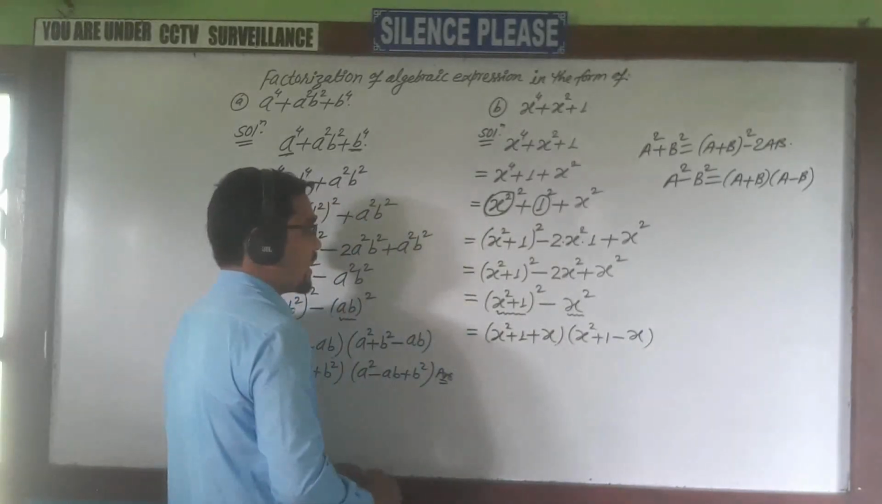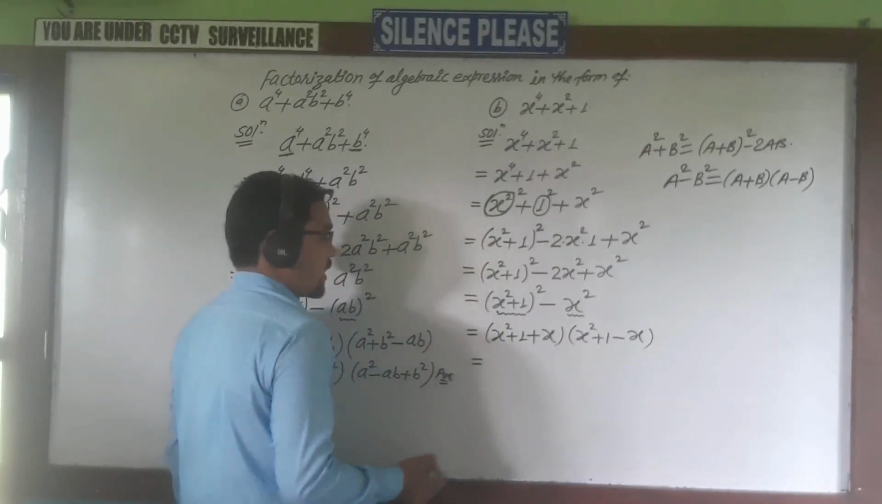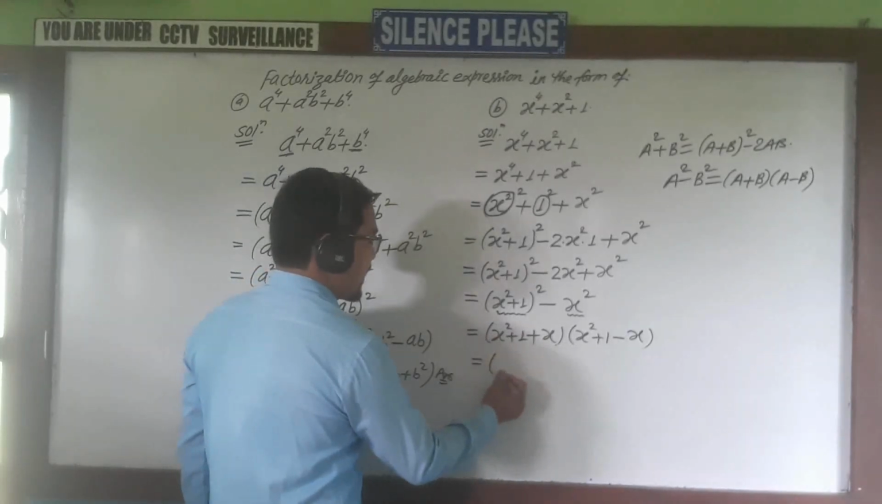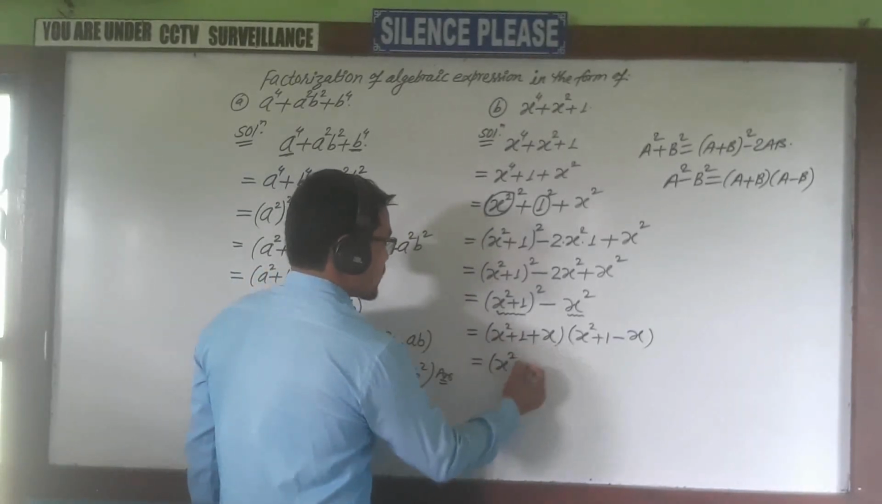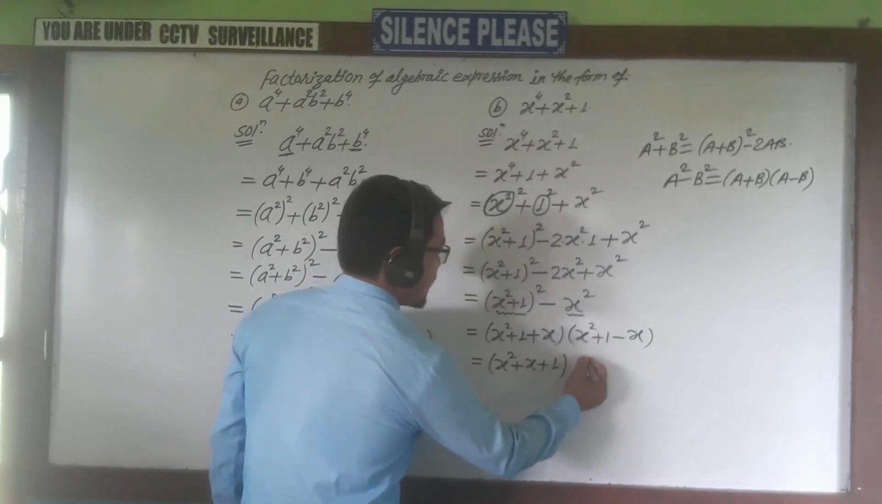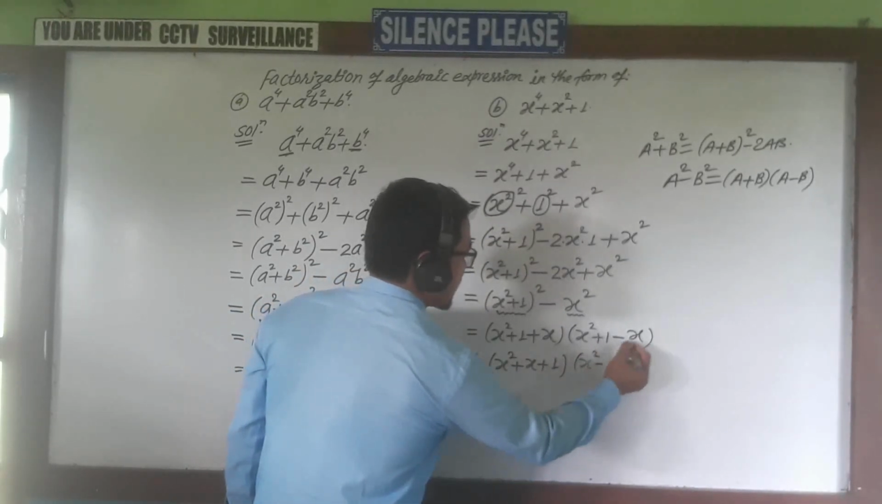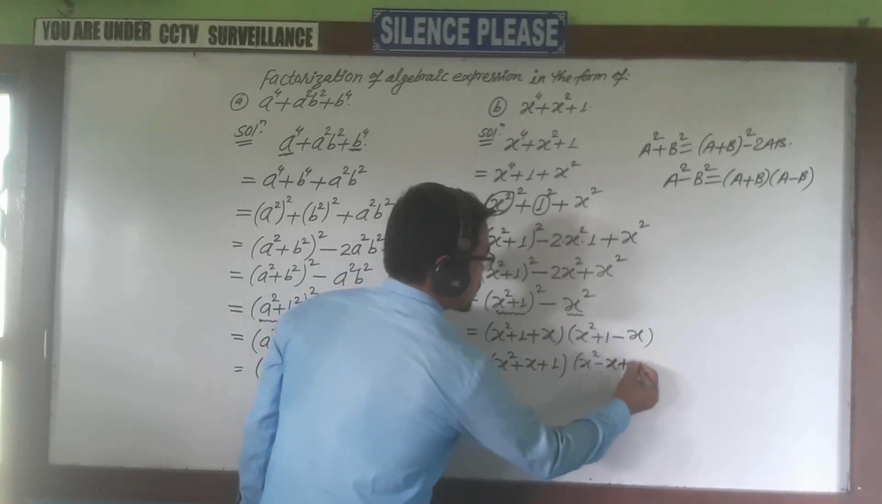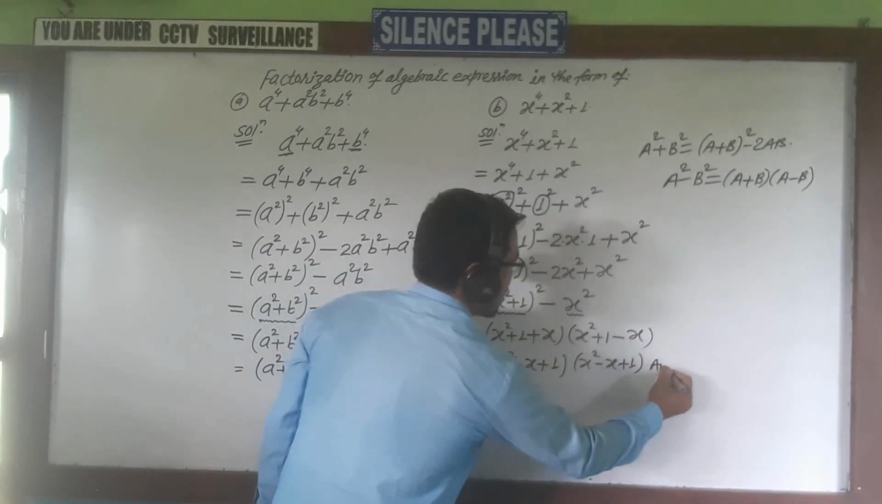So in this way we can do, then we can better arrange this. Writing it by arranging: x square plus x, so we have to write in the middle, plus 1 is the same here, and here is x square minus this x, so we have to write here, and plus 1. So this is our equation.